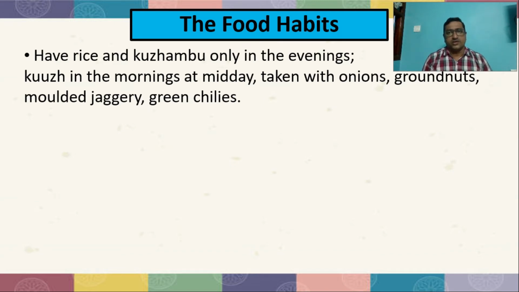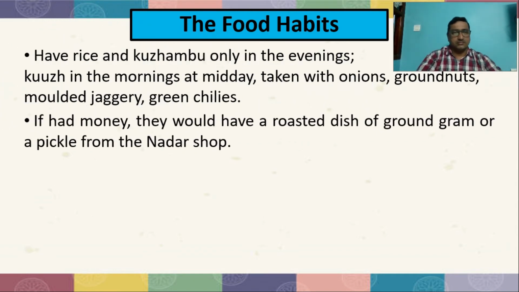Koozh, as I told you, is a gruel or a porridge, or what we say kanji, made up of grain, and it was taken with onions, groundnuts, molded jaggery, and green chilies. This is how they had their day-to-day main meal, maybe breakfast or even dinner. And if they had money, they would also have a roasted dish of ground gram or pickle from the Nadar shop.